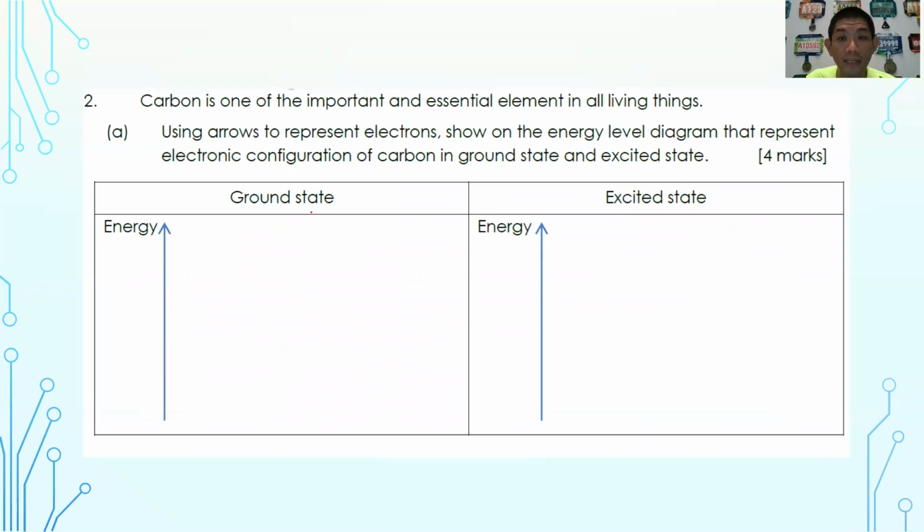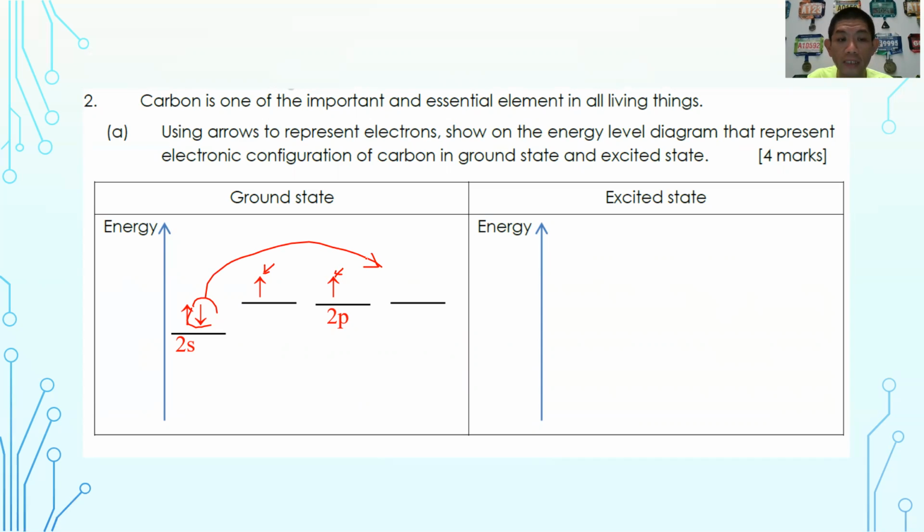Carbon is one of the most important and essential elements in all living things. Number 1. A, using arrows to represent electrons, show the energy level diagram of the electronic configuration in ground state and excited state. In ground state, carbon is written as 2s2 and 2p2. This is according to the Aufbau principle and also Hund's rule, where in the 2p you are placing single electrons. However, during hybridization, when it is undergoing excitation, an electron from the lower energy level jumps to a higher energy level.